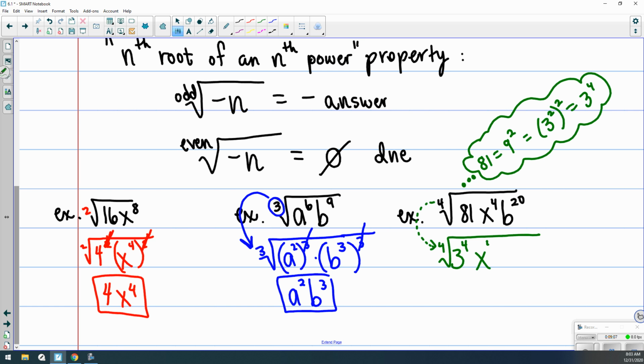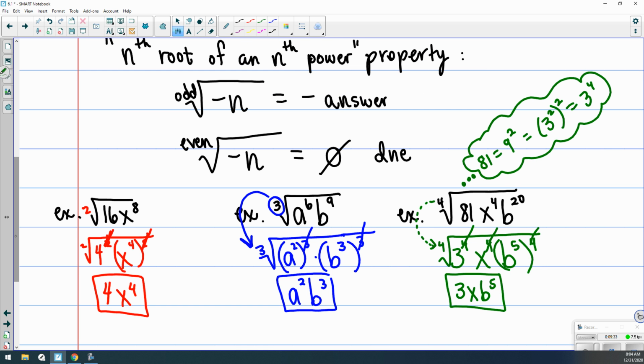x to the 4th is just x to the 4th. b to the what to the 4th? Are you good with 5? The 4's cancel, 4th power, 4th root. I'm left with 3x b to the 5th. And that's that. Okay, so those are some pretty basic examples.